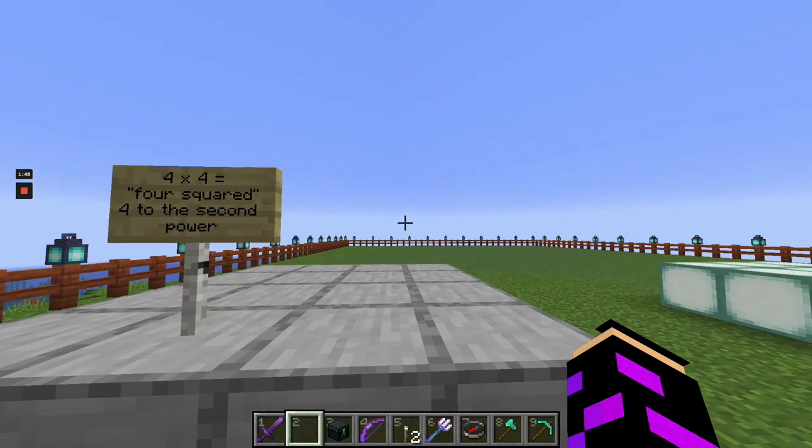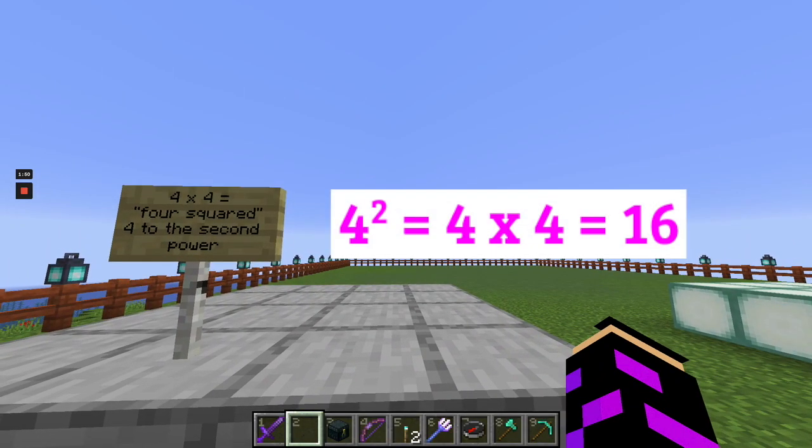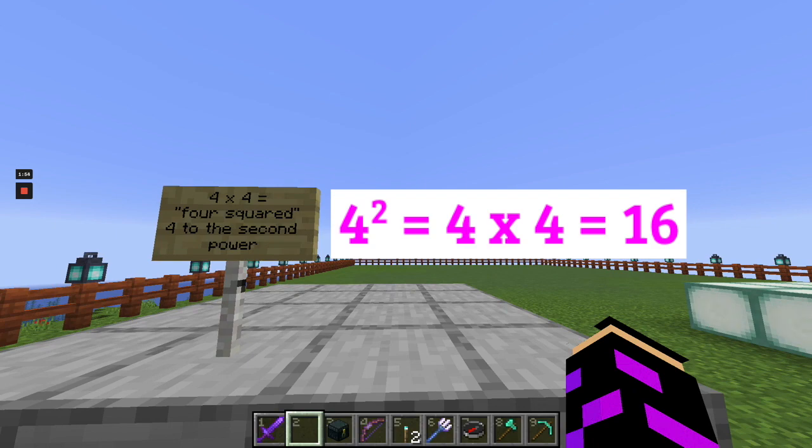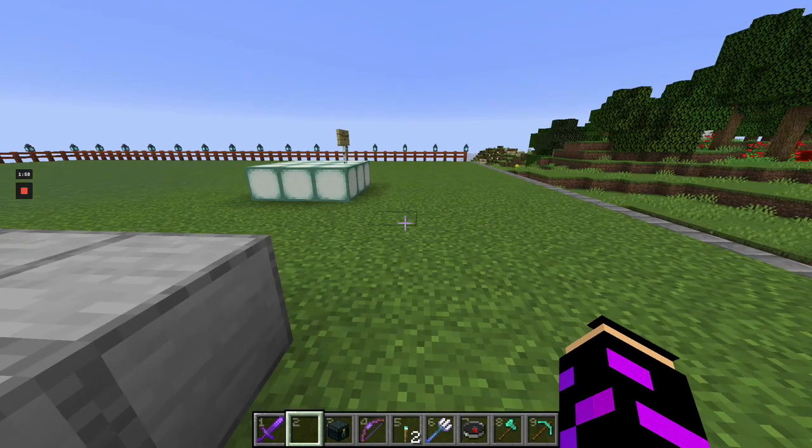And here's how you write it. With 4 with a little 2 on the top. That means you multiply it by itself. The number is multiplied by itself 2 times. Got it? So let's look at another one.